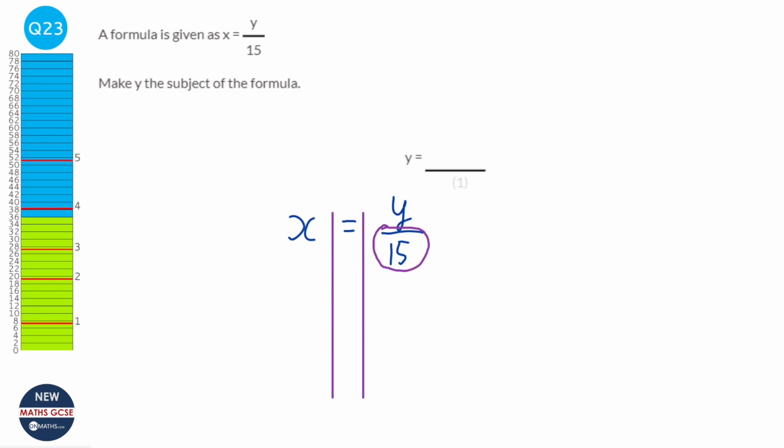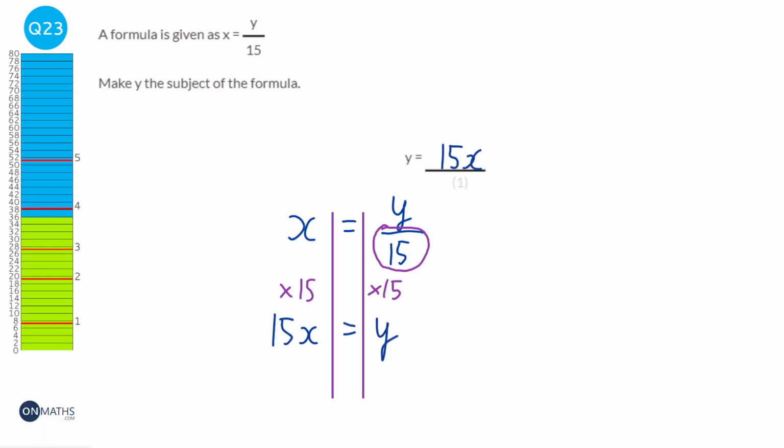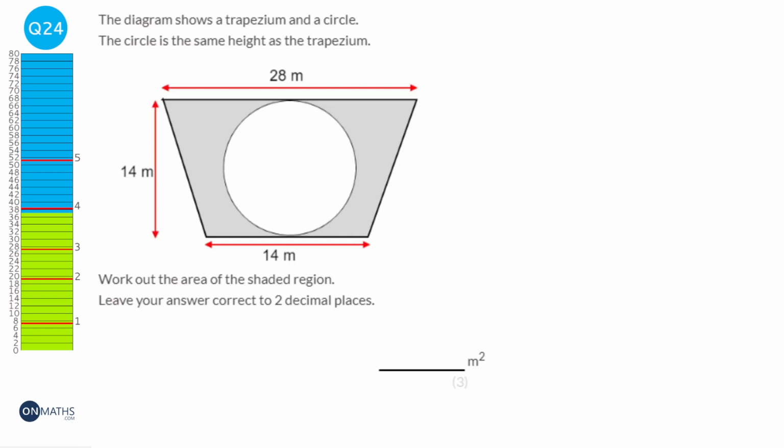So how do we get rid of that divide by 15? Well, we do the inverse or the opposite, which is times 15. So we're going to times both sides by 15. X times 15 is 15x, and it will get rid of this fraction here and just leave y. So y is 15x.